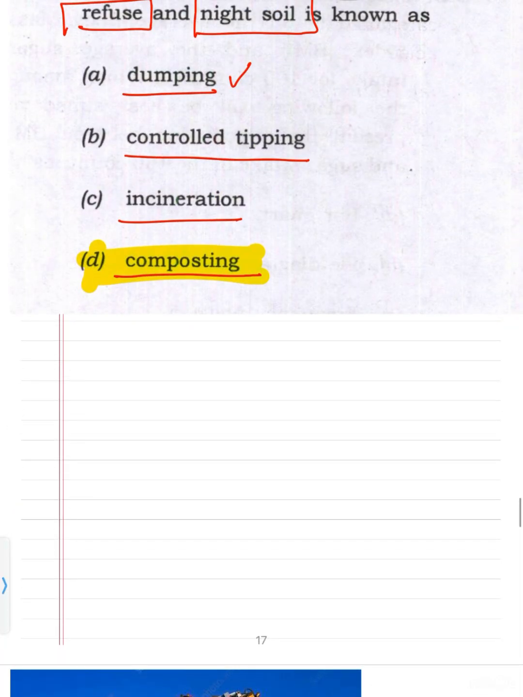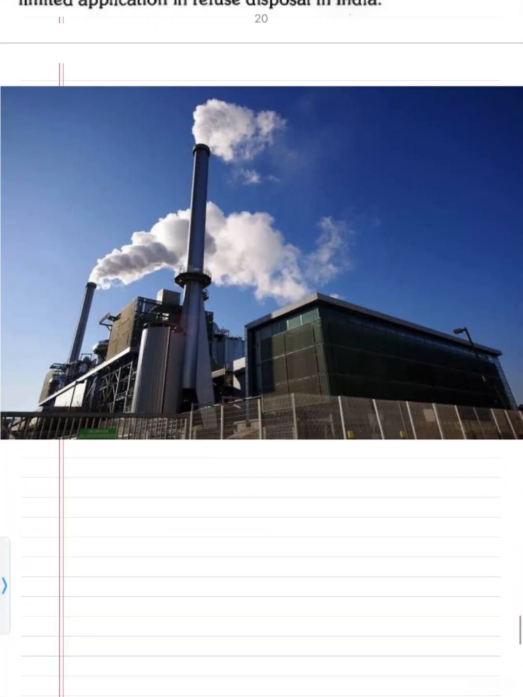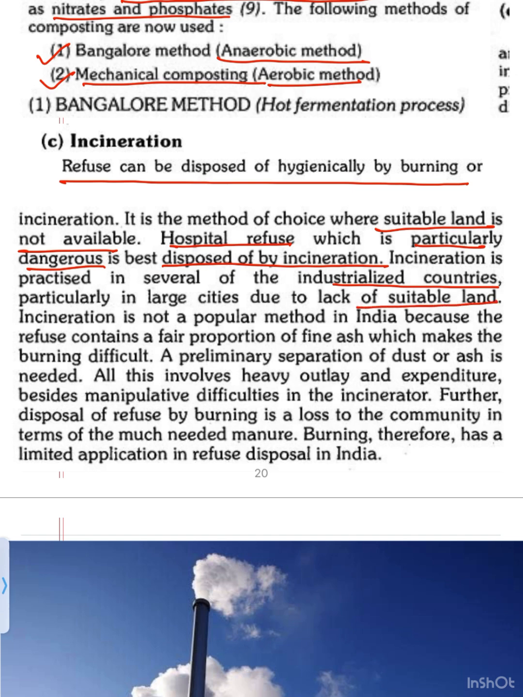Then the third option is incineration. What is incineration? It is about burning the refuse. Refuse can be disposed of hygienically by burning or incineration. It's the method of choice where suitable land is not available. For example, hospital refuse, which is particularly dangerous, is best disposed of by incineration. Incineration is practiced in several industrialized countries, particularly in large cities, due to lack of suitable land. In large cities, suitable land is not available for controlled tipping, composting, etc. So you go for this.